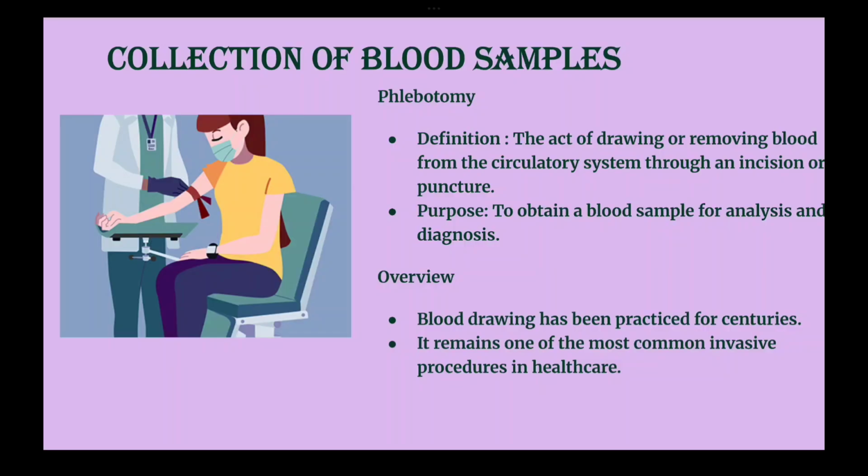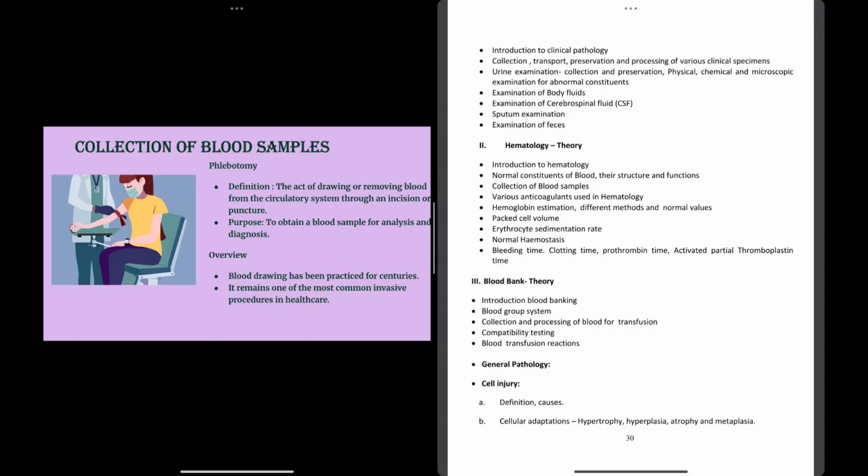Before I go into the collection topic directly, let's explore what is given on the Rajiv Gandhi website. As per the Rajiv Gandhi website, the syllabus is given as such. Under the second topic of pathology, that is hematology, it involves various topics, and we have covered introduction to hematology, normal constituents of blood, their structure and functions.